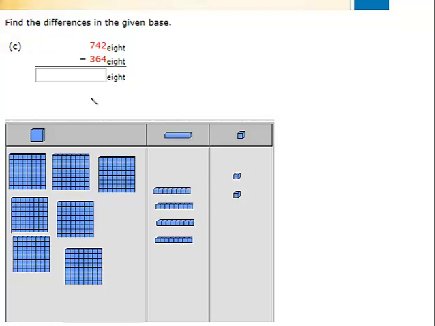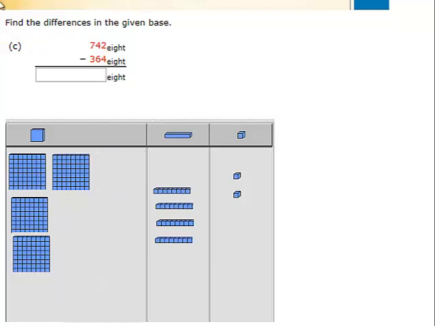The first thing I'd like to do, since I'm going to be taking some things away, I'm going to take away 3 of these big squares. So here we go, 1, 2, 3. So what I have now is I have now taken away 3 of those big squares in base 8. Let me mark out my 3. Okay, so I've done that.